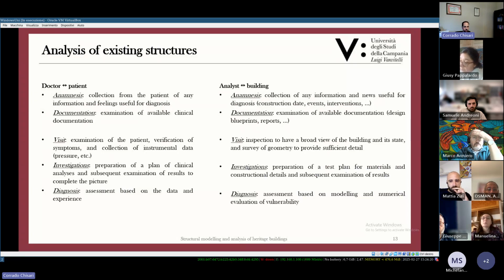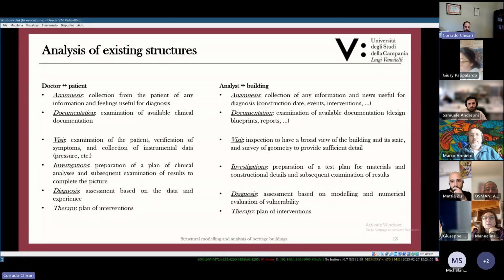After that, we got to the diagnosis. The diagnosis is the assessment based on modeling and numerical evaluation of vulnerability of the building. So basically, we need to understand where the weaknesses of the building are and what the limits are for the loading application on our building. Finally, we have a therapy which is a plan of intervention. The same happens for a building if needed.